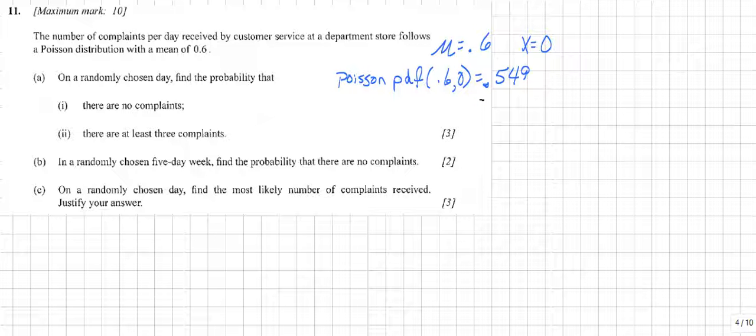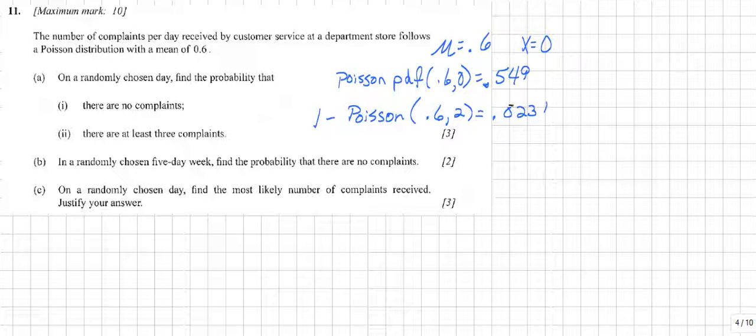Now part 2 is a little trickier: that there are at least 3 complaints. That means 3 or more, and we don't know where it ends. Since you're looking for a range of complaints, 3 or more, that's a CDF, cumulative distribution function. So we want to take 1, which would be all the probability, and subtract up to 2. So it's 0.6 again for the mean, and 2. That way, if you take 1 and subtract out 0, 1, or 2 complaints, that's going to give you 3 or more. You punch that in, and you get 0.0231.